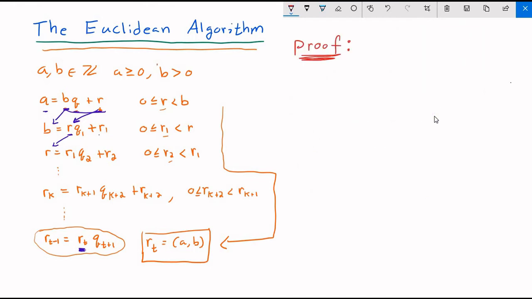For the proof of this, well, if we consider these remainders that we have here, we realize that we have this sequence b, r, r sub 1. It's strictly decreasing. And we know that all these numbers have to be greater than or equal to 0. So eventually it bottoms out. We know it has to stop somewhere. Eventually we get down to 0.